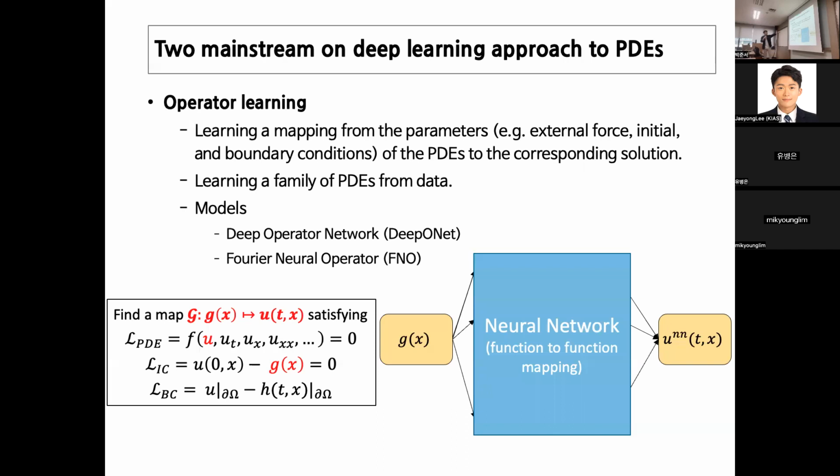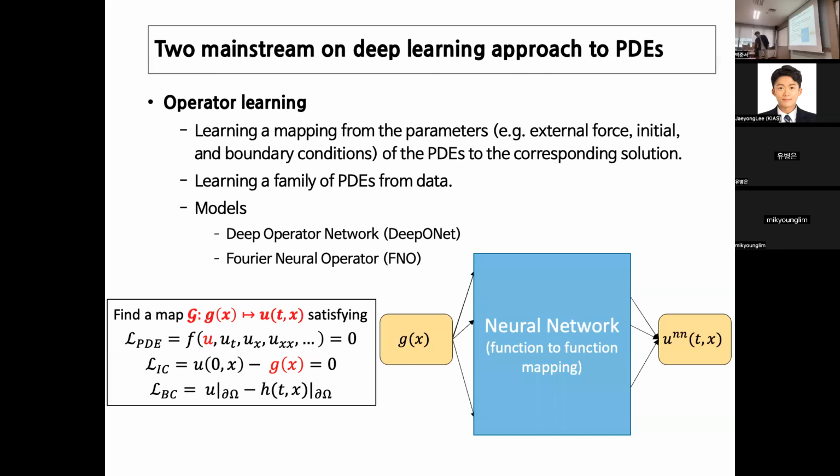So this operator learning is to learn a mapping from the parameters, such as external force, initial condition, or boundary conditions of the PDE, to the corresponding solution. So we say operator learning learns a family of PDEs from data. There are two famous models. First is DeepONet, which is the deep operator network. And the second famous one is the Fourier neural operator, FNO. But in today's presentation, I'll briefly explain DeepONet rather than FNO.